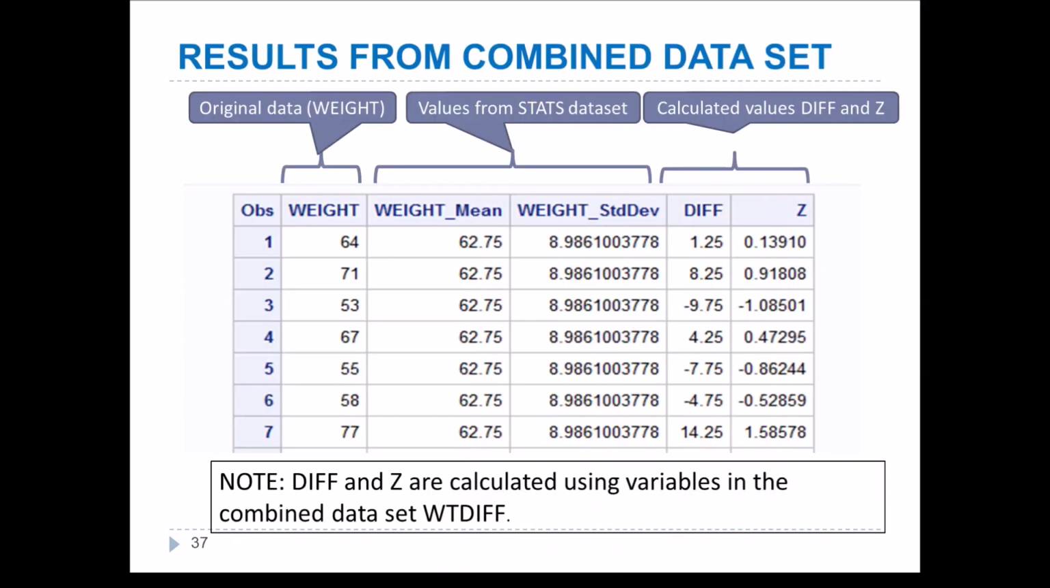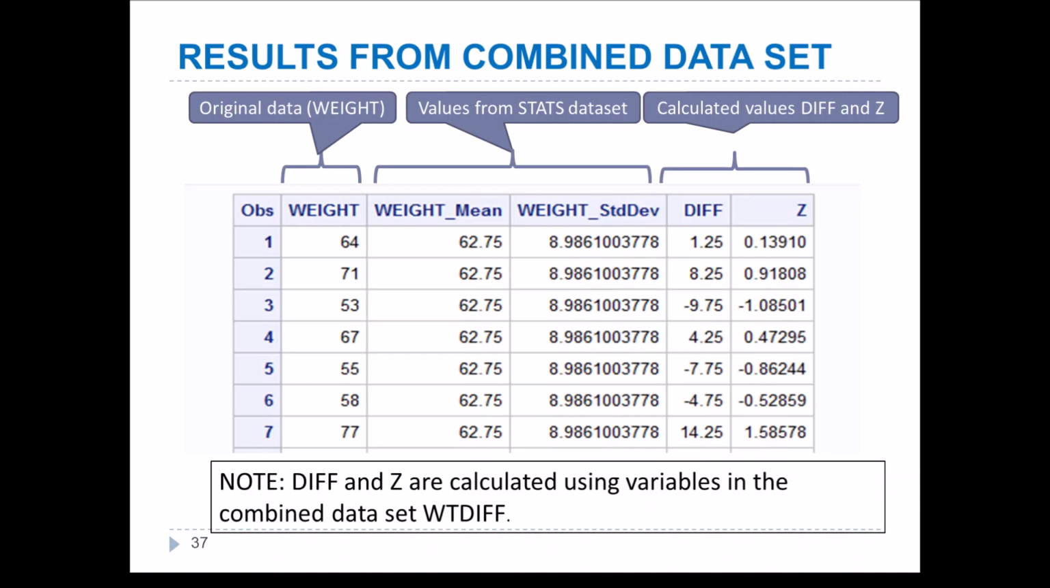Okay, this is the results of the combined data set. And we can see, I haven't produced all of the columns here, but just showing you some that are relevant. So we see the column weight, that was the original data. And then the next two columns are part of the statistics that were created. And these are in the stats data set, the mean weight and the standard deviation of weight. And then we calculated two values, diff and z. So we can see that diff is, for instance, in the first observation, 64 minus 62.75.